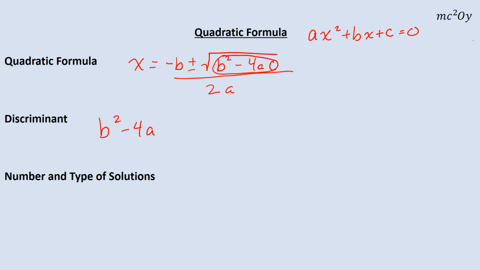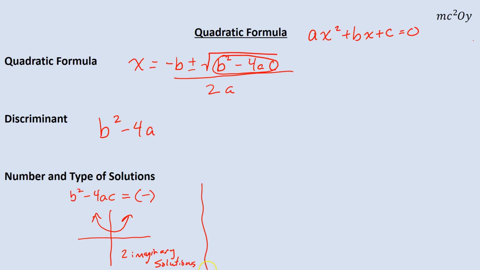So if the discriminant were negative, it equals a negative number, meaning it's less than 0, then you would have maybe a graph that would look something like this. It wouldn't cross the x-axis, meaning you'd have two imaginary solutions.